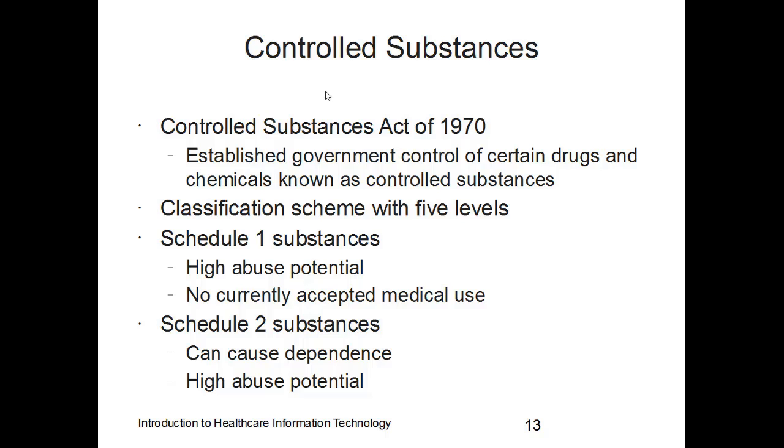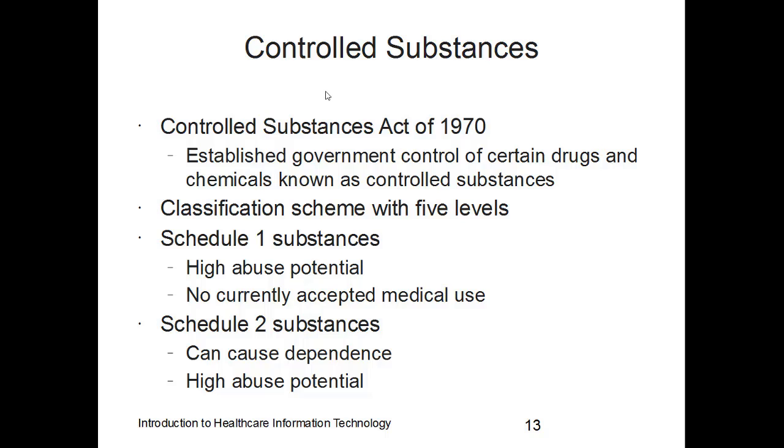So the most powerful of these scheduled drugs is a Schedule 1 substance, because there's a very high abuse potential for these drugs. And they have no currently accepted medical use. You cannot get a Schedule 1 drug by prescription at all. There's no medical necessity for these drugs. And a Schedule 1 drug would include things like cocaine, heroin, methamphetamines. There's no legitimate medical use for those kinds of substances.